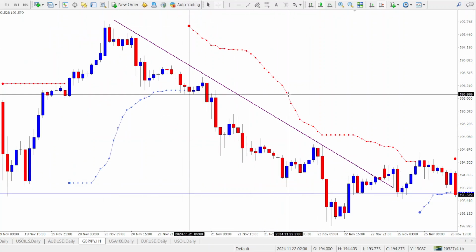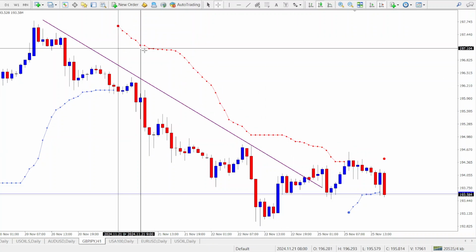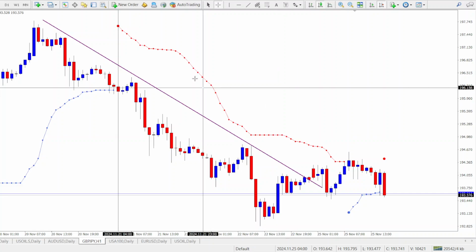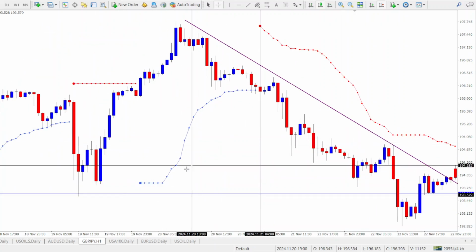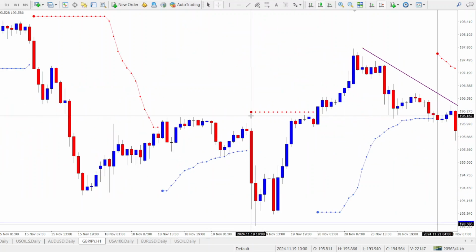Okay, then the lines connecting the dots, for example, lines connecting the red dots trending downwards show that this is a sell trend. Lines connecting the blue dots trending upwards show that it's a buy trend. Right, let's look for another example.